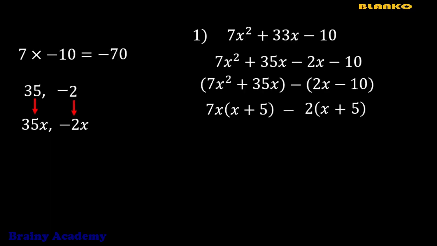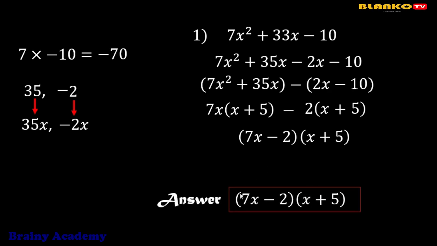So let's factorize the common binomial, and that is going to give us 7x minus 2 in a bracket multiplying x plus 5 in a bracket. So to factorize 7x squared plus 33x minus 10, our answer is 7x minus 2 in a bracket multiplying x plus 5 in a bracket. All right, let's move on to solve the second one, which is number 2.